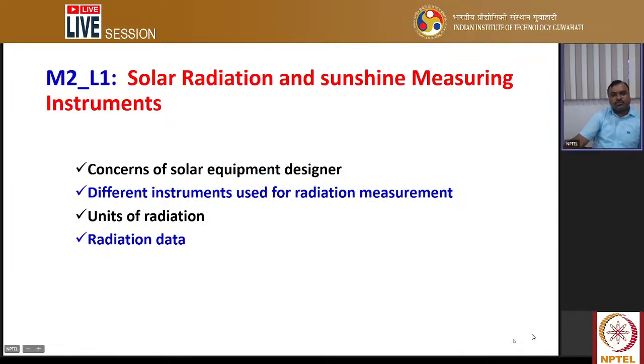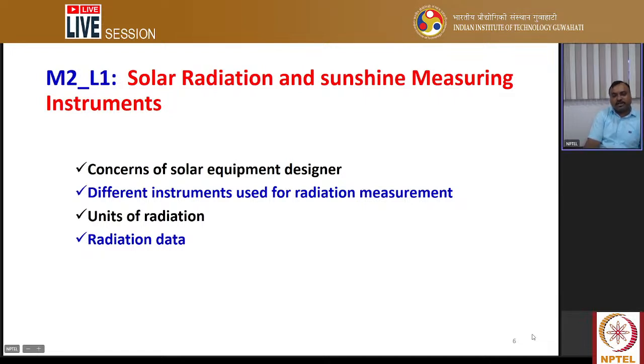What are the concerns of a solar equipment engineer? Suppose someone asks me to design a solar power plant for a particular location. The first thing I should know is the solar radiation data. Once we know the solar radiation data, we can do the analysis. Based on the potential, we can specify what capacity we can install.